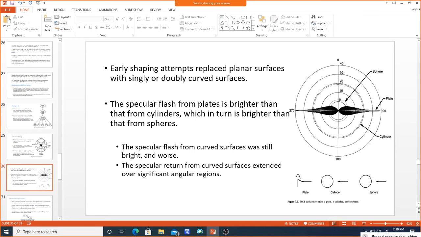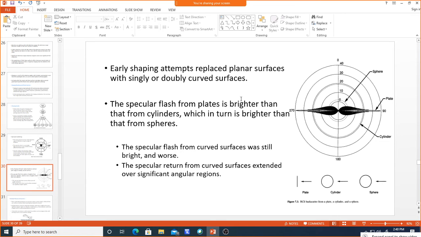Now if you take the plate, whatever the angle of arrival, if it is exactly perpendicular to the plate, maximum energy will get reflected. So that's why this cone shape will be there, having maximum return. Okay, so whenever there is 90 degree orthogonal incidence, we get the maximum returns in the orthogonal plane.